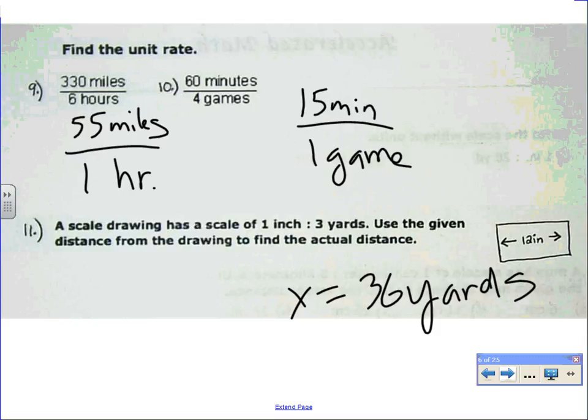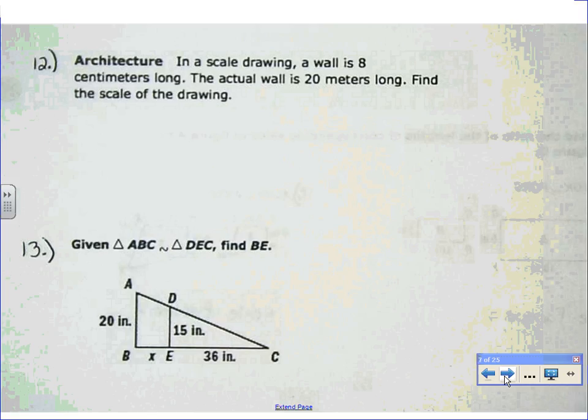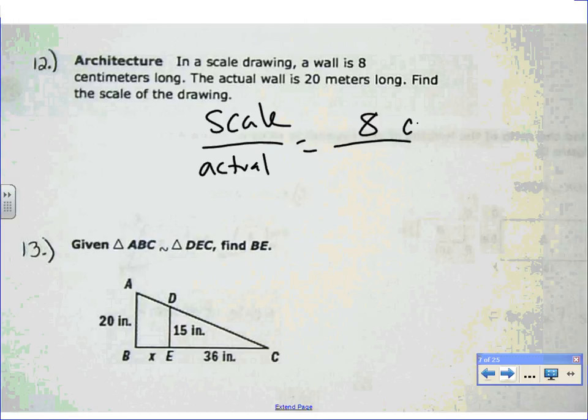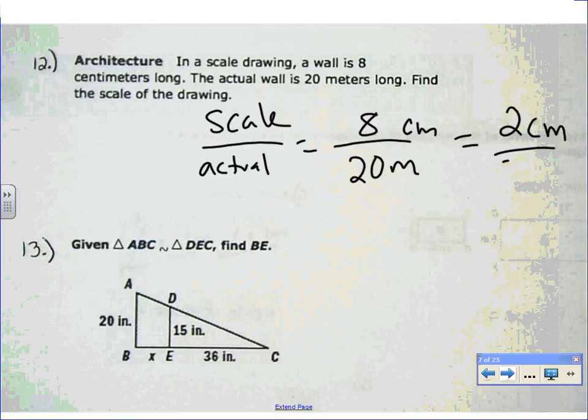Nathan S., what did you get? No. Evan? No, I think you guys were making it more complicated than you had to. So we have scale over actual. All you had to do was take the 8 centimeters over 20 meters. All they wanted you to do was simplify it. That's all. Peyton? Yeah, just 2 centimeters over 5 meters. That's all you had to do. And again, I will make sure the directions are specific tomorrow, but all you had to do was simplify there.